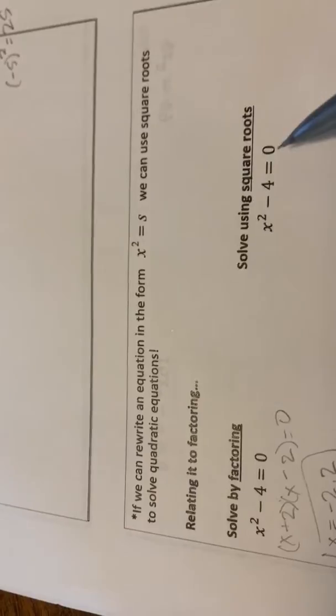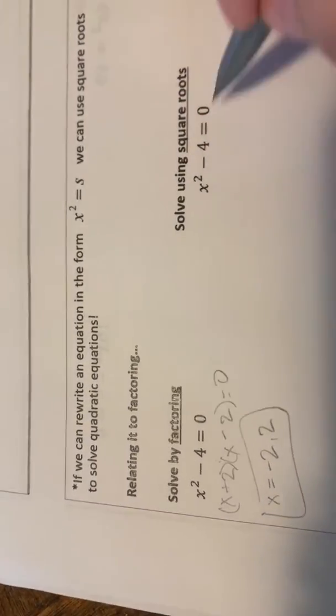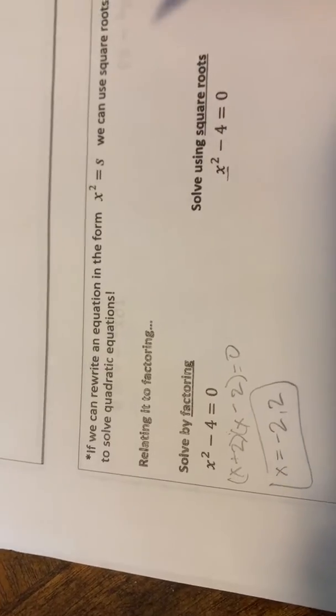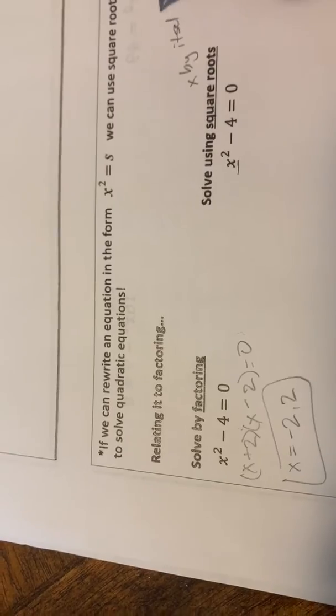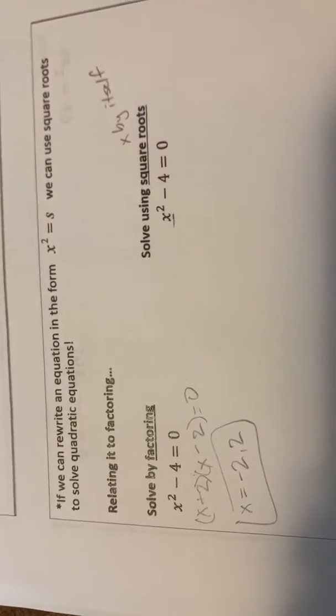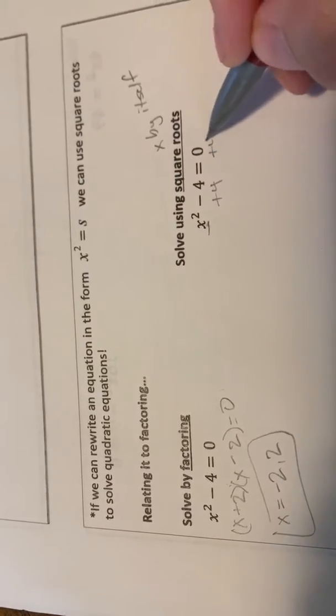So we can do the same problem solving by square roots. So right here, the key to solving using square roots is to get the x by itself. You're always trying to get the x by itself. Go back to our solving days. So if I want this x by itself, the first thing I'm going to do, I would add 4.